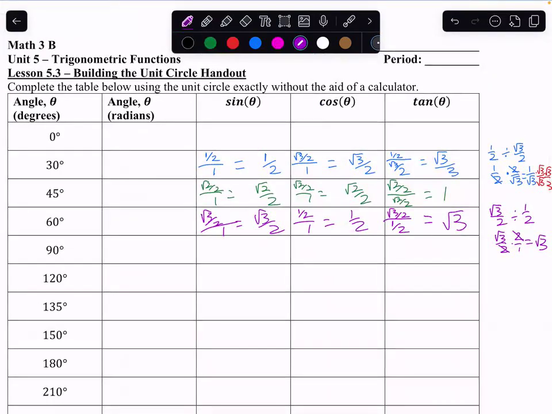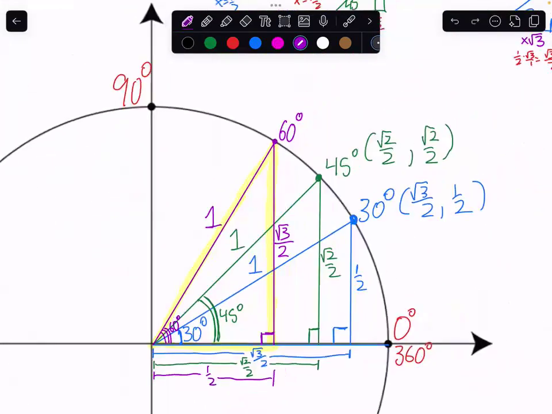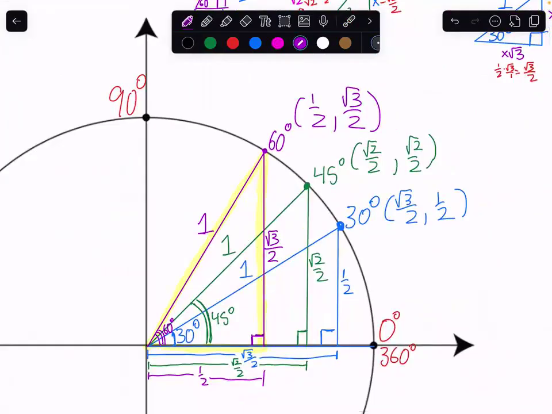Okay, and then let's go and do the coordinates again. So this point, its x coordinate, the horizontal distance from the origin, you went 1/2 a unit right. And then you go radical 3 over 2 units up. Okay, so that's all done.